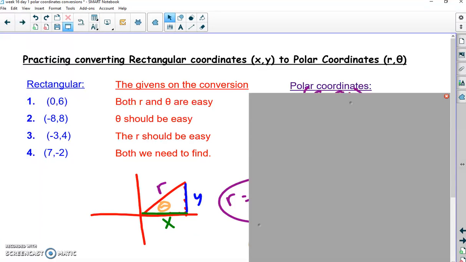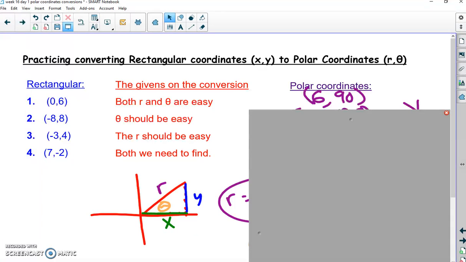90. How far up am I? 6. So that'd be 6, 90. Could you also say 6 comma pi over 2, if you're in radian world? All the calc will be based off radians, but I'll do a lot of your referencing based off degrees, because you know degrees better than you do radians visually.